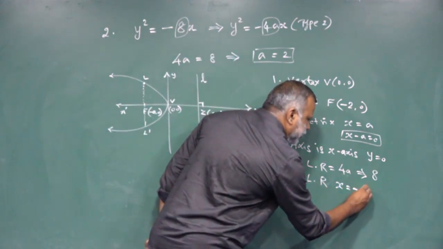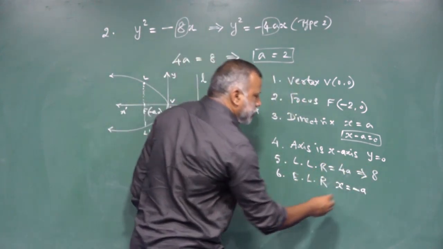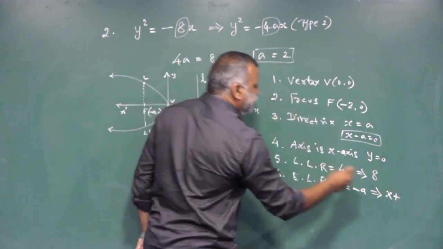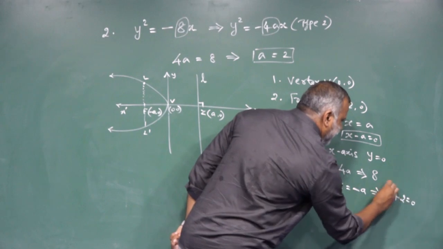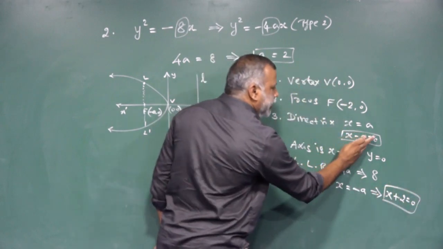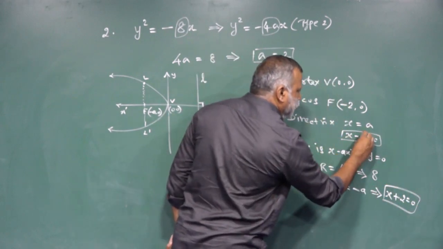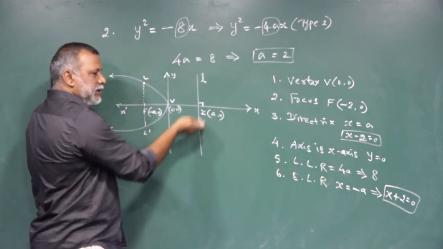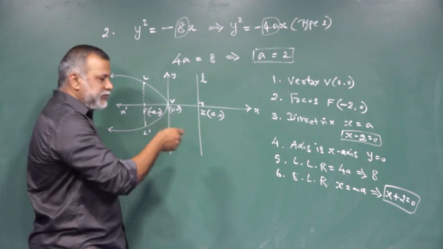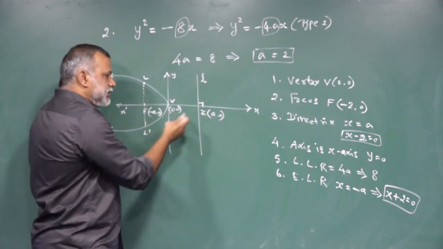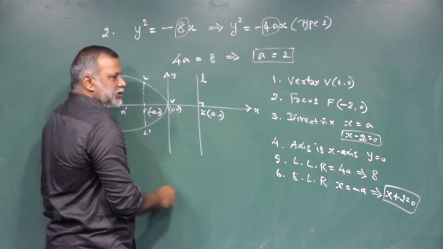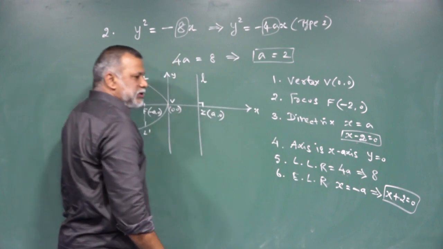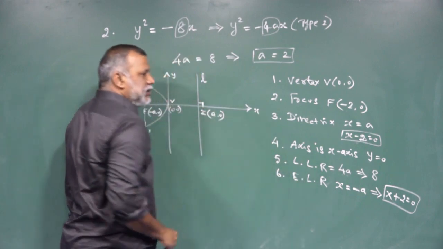Or you can write, instead of a you can substitute the value. See here, x plus a, the value of a is 2 here. Already I have explained, focus and the directrix are equidistant from the vertex but in opposite directions. See this is a comma 0, here minus a comma 0. Directrix is x minus 2. Then see the symbol is changing, x plus 2 equal to 0. This is the equation of the latus rectum.